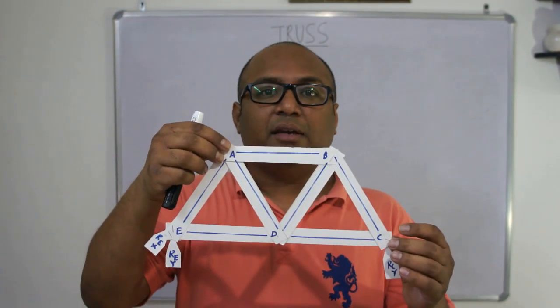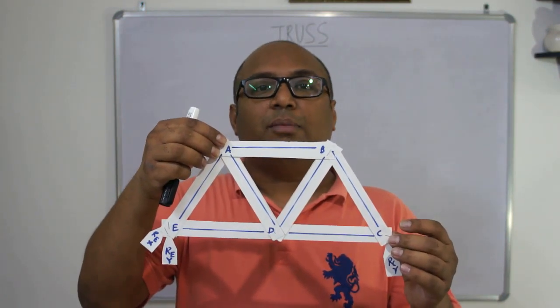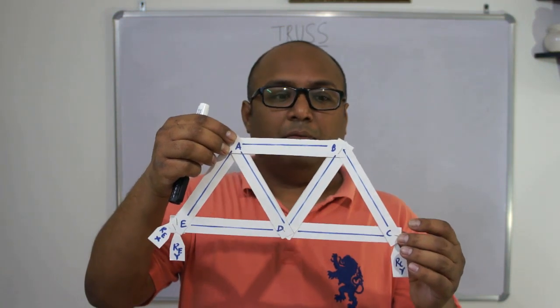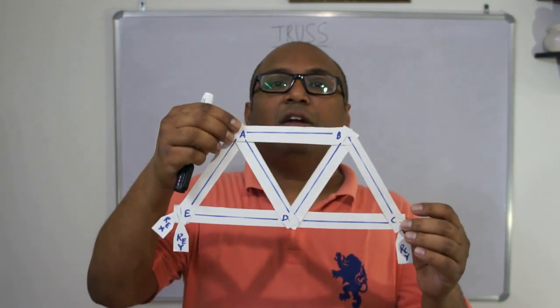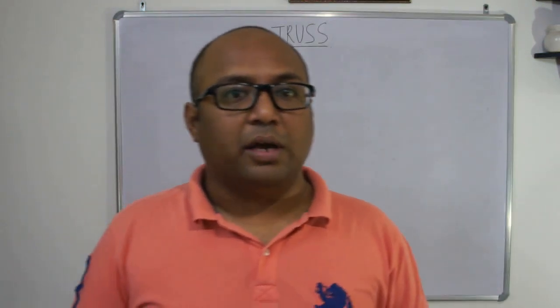Most of you may have seen it. Most of you must have travelled by train, and while you travelled by train, you must have seen that whenever you find a bridge, this kind of structure will appear. This is what is called a truss. Okay. So what is the primary purpose of a truss?